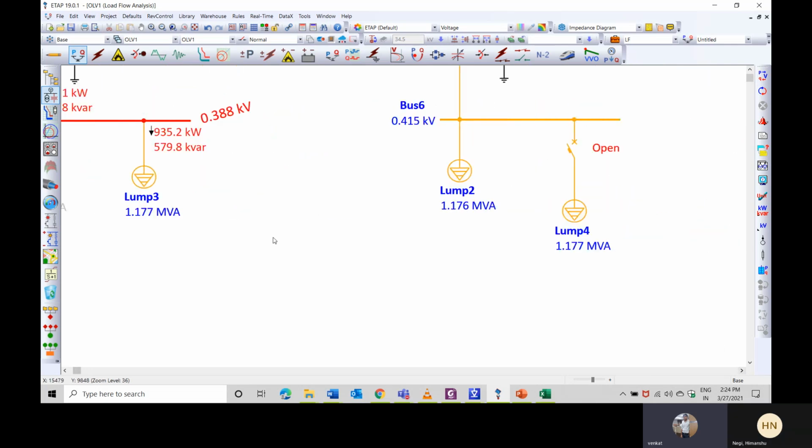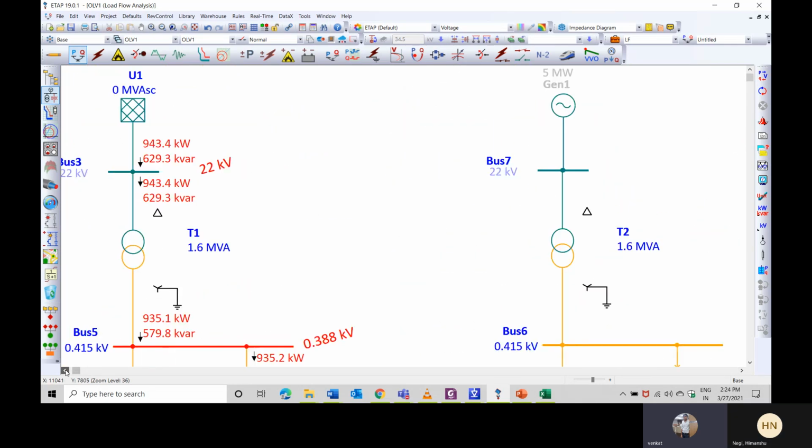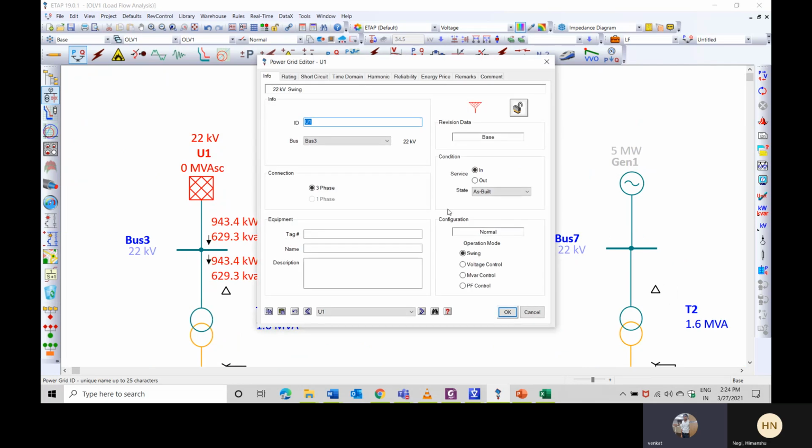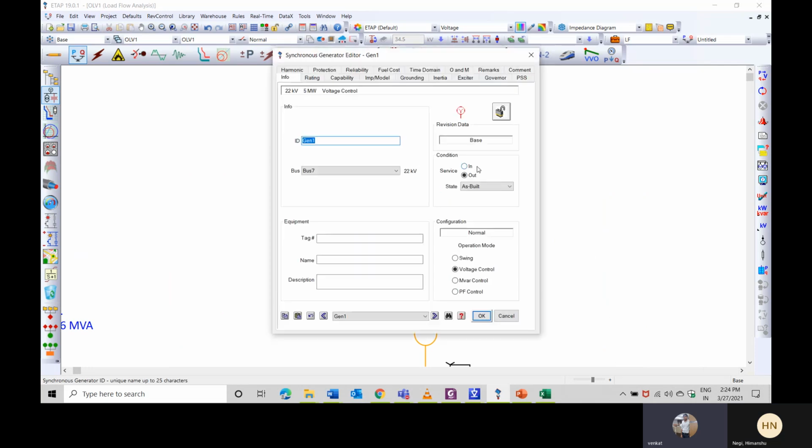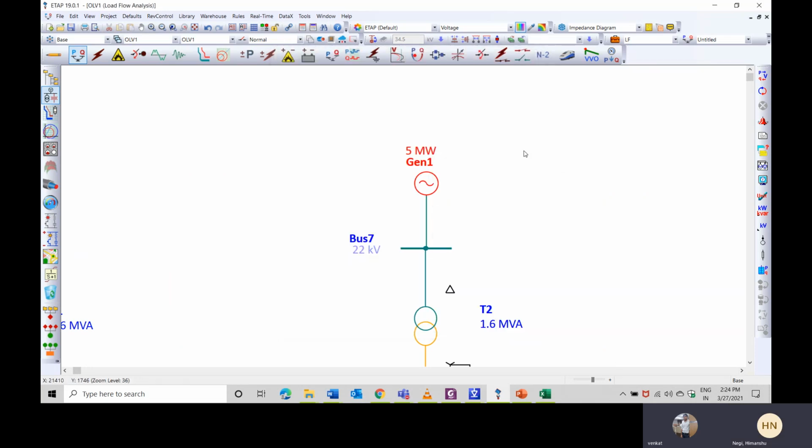And then here what we are going to do is we'll take this out of service, and I will put this generator into service. This part we cannot do. This dynamic part we cannot do in PSCAD.